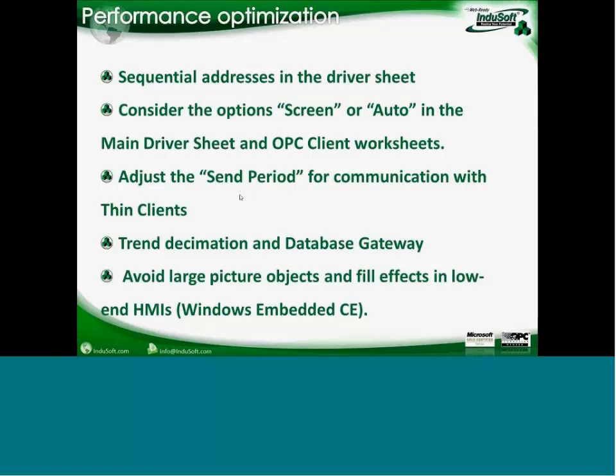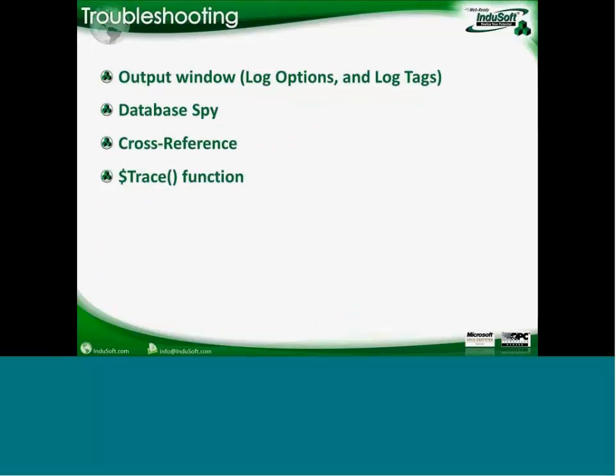Avoid large pictures, objects, and too many effects when designing applications for low-end HMIs running Windows CE as much as possible, even for the PC. Use PNG instead of bitmaps because they provide about the same quality but with a much smaller file size. And it means it will be faster to download and open screens, especially on the thin clients.